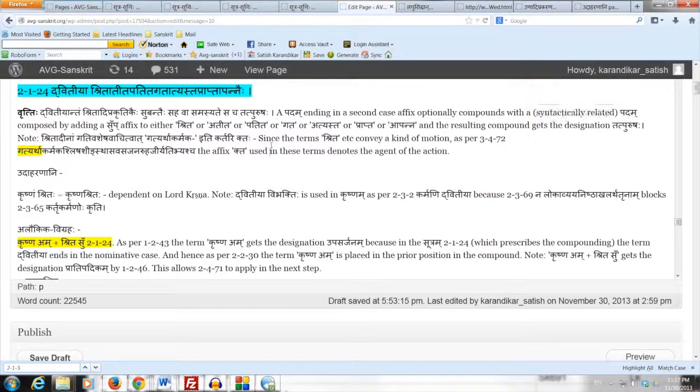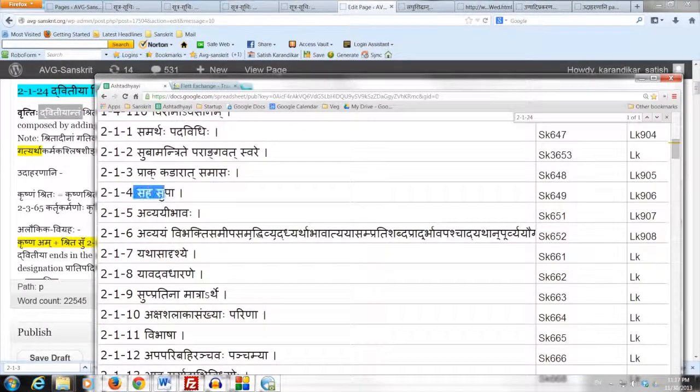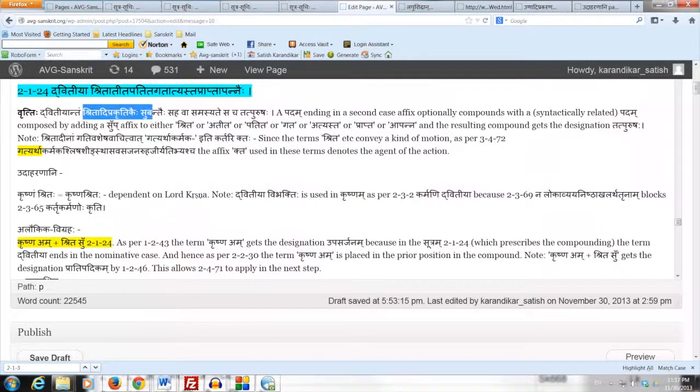And we also know the anuvritti of sahasupa is coming down from 2.1.4. Hence we get the meaning shritadi prakritikaihi subantaihi. Now why not simply say shritadibhi subantaihi? Why say shritadi prakritikaihi subantaihi?